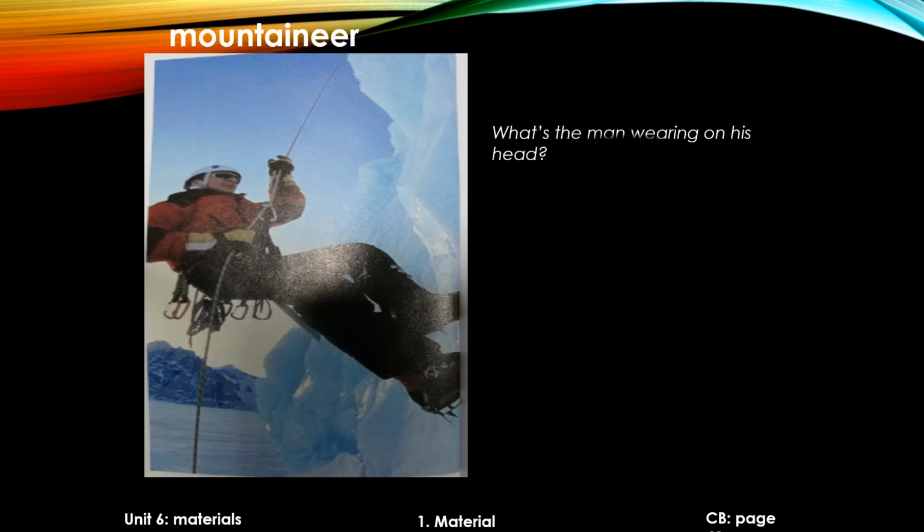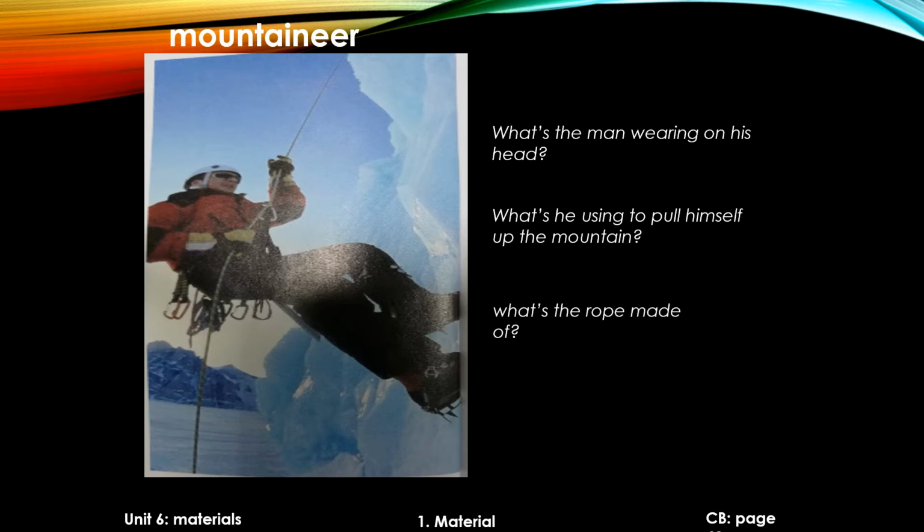picture. First question, what is the man wearing on his head? Excellent, he's wearing a helmet. Helmet. Now, what's he using to pull himself up the mountain? He's using a rope. Rope. And what's the rope made of?